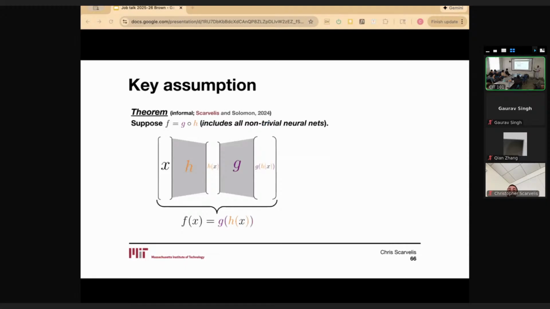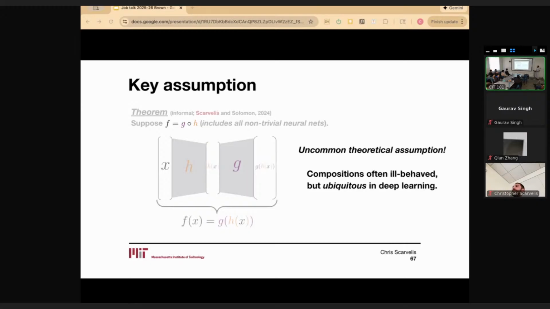Now, to apply it, we're going to need one key non-trivial assumption. We're going to need to be learning a composition of two functions, which we've labeled H and G on this slide. The good news for us, though, is that this is exactly how neural nets are built up. Neural nets are compositions of simpler functions. And if your neural net has many layers, you can choose how to group them into H and G to apply this theorem.